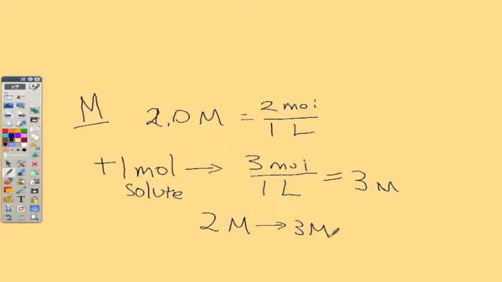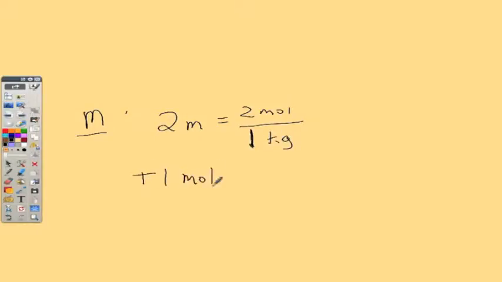When using molal units, a 2 molal solution is 2 moles over 1 kg. So, if you add 1 mole, you get 3 molal. If you add 1 kilogram, you get 2 over 2, which gives you 1 molal. So it's a decrease in concentration.